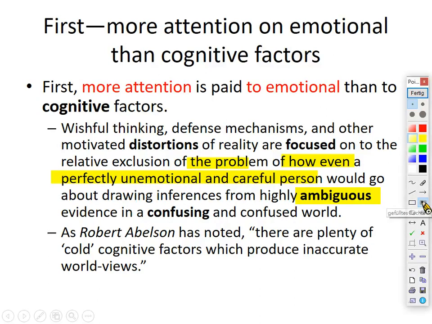Okay? But when psychologists emphasize a lot of emotional factors, emotional studies, when they do not pay too much attention to studying cognitive factors, there are some flaws. As Robert Jervis has noted, a Yale scholar, he said, there are plenty of cold cognitive factors which produce inaccurate world views. What are cold cognitive factors? Well, if we compare to hot emotional factors, then you will understand cognitive factors are supposed to be cold, more rational, right? But ironically, we know if you are hasty, if you are angered, if you are not happy about something, most of the time you would make a wrong decision, right?